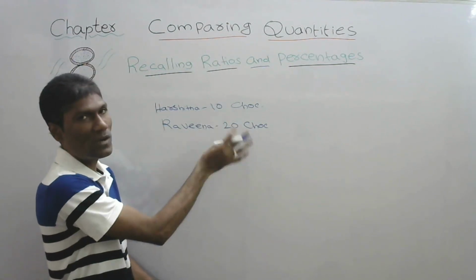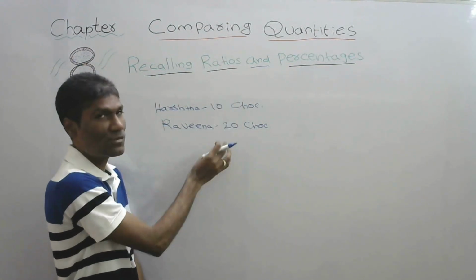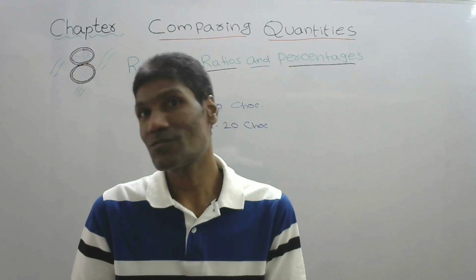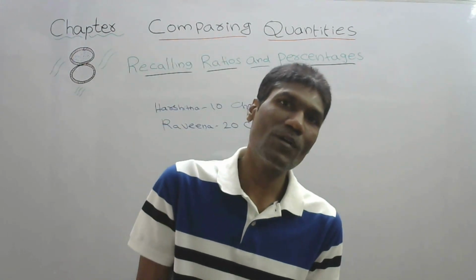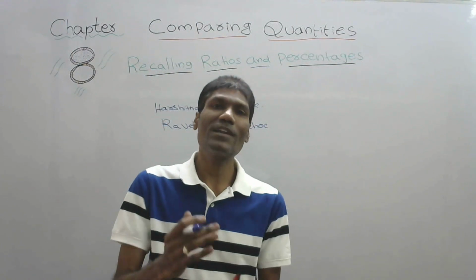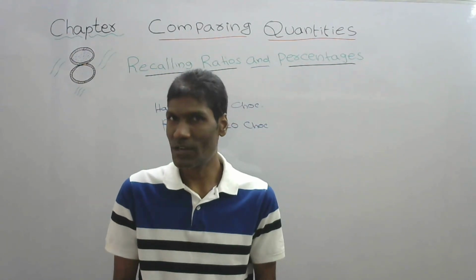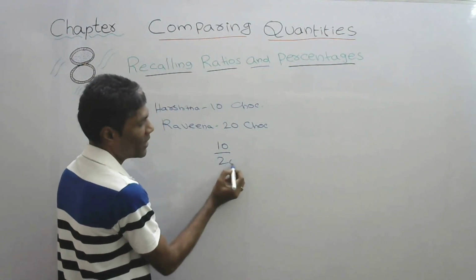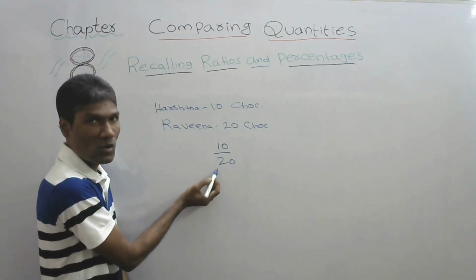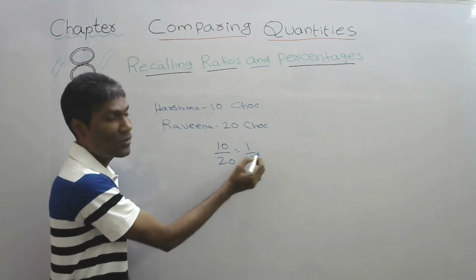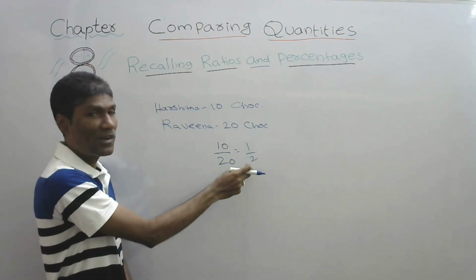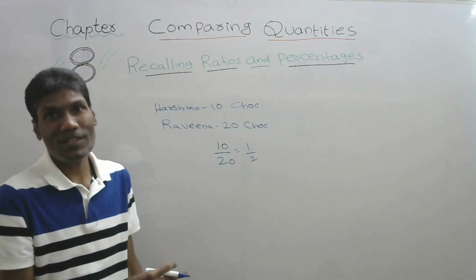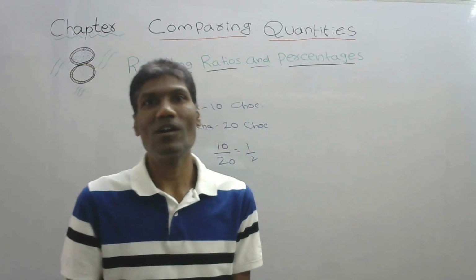So while comparing, we are seeing which is more and we are doing the subtraction and arriving at a number. That is one type of comparison. Another type of comparison is comparing the quantities by division. Like if I say 10 by 20. One is having 10, one is having 20. If you cancel, 1 by 2. So if Harshita has 1, Ravina is having 2. Like that we are comparing. So comparing the quantities using a division is called ratio.